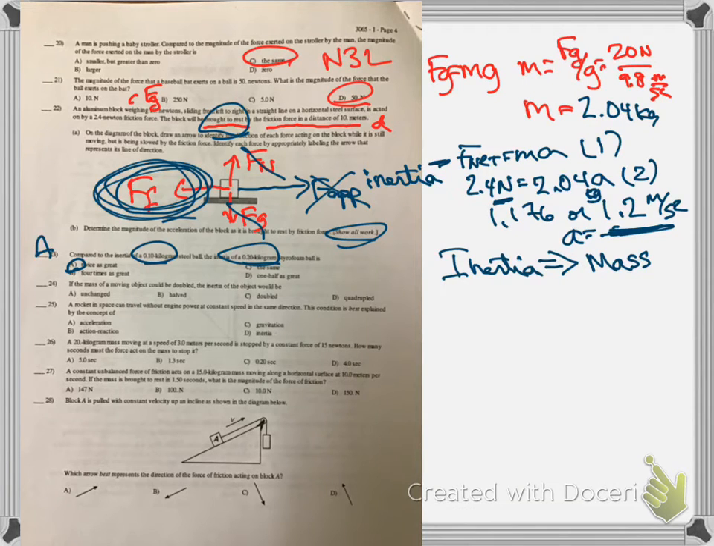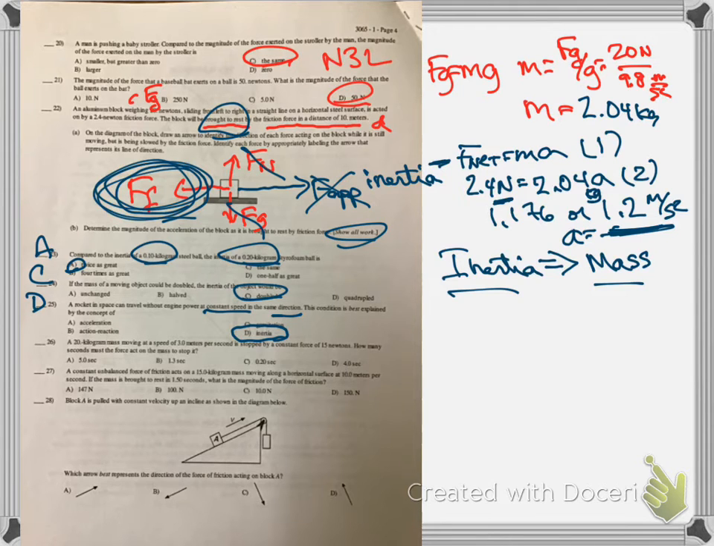The answer is A. If the mass of a moving object could be doubled, the inertia of the object would be doubled. Like I said, inertia is mass. So that's C. A rocket in space can travel without engine power at a constant speed in the same direction. That sounds a lot like the first law. The first law says an object in motion will stay in motion at a constant speed in the same direction unless acted upon by an outside force. The reason it does that is because it has inertia. That's that resistance to change in motion.